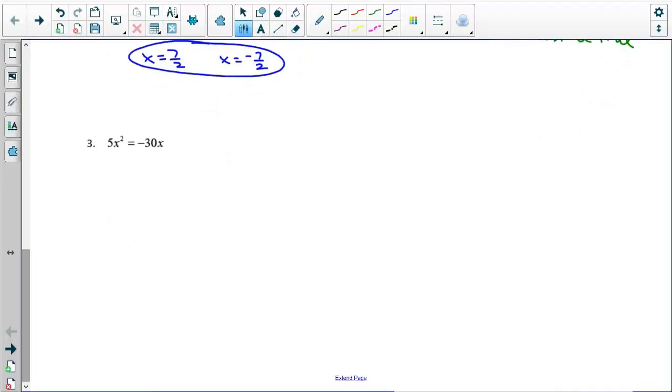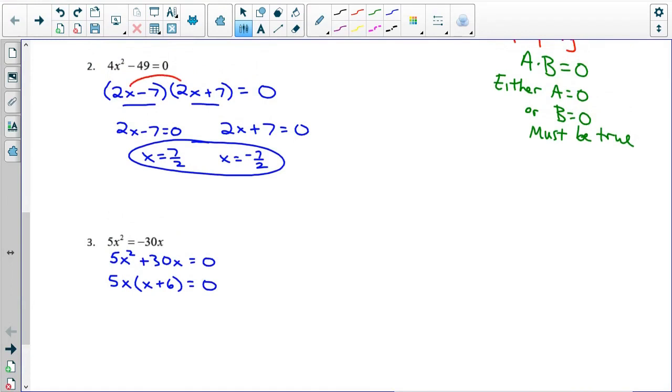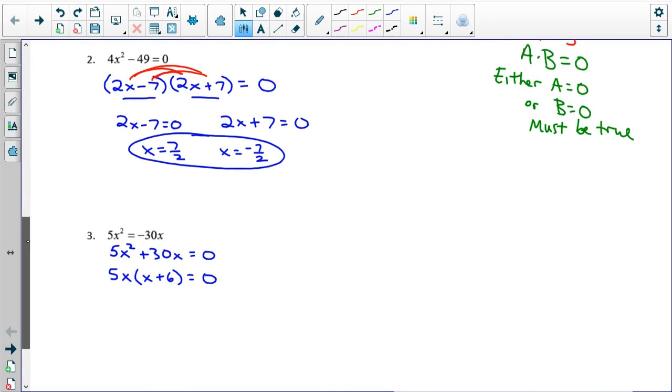Problem 3, I actually have to make sure that everything gets on one side if I'm going to factor this. So 5x squared plus 30x equals 0. This has a greatest common factor of 5x. So I'm going to factor that out. So I have 5x times x plus 6 equals 0. Notice that if I distributed this back in, I would get back what I started with. So that's important to note when I'm factoring out a greatest common factor, or any type of factoring. I mean, if I factored any of these problems, when I distributed everything back out, I should get what I started with when I'm done. So that's just something to keep in mind.